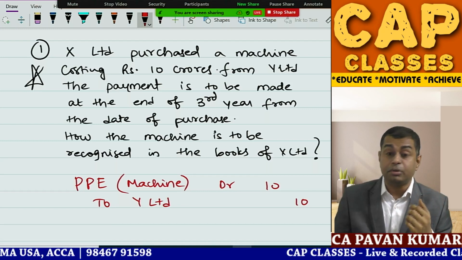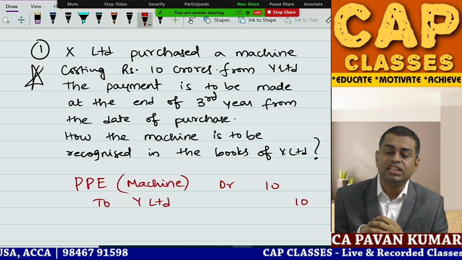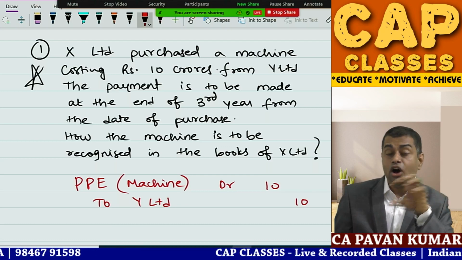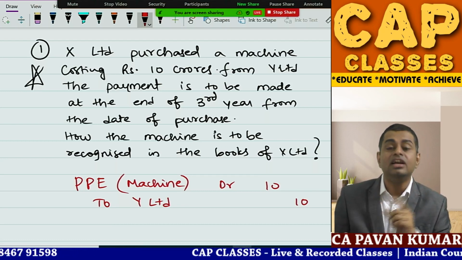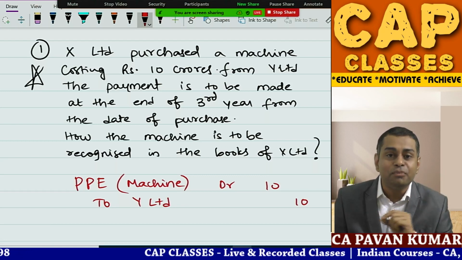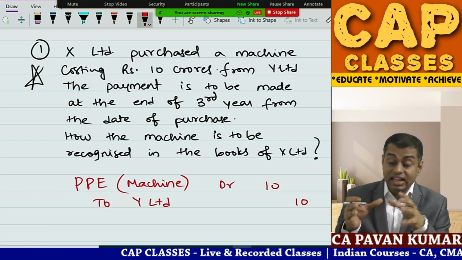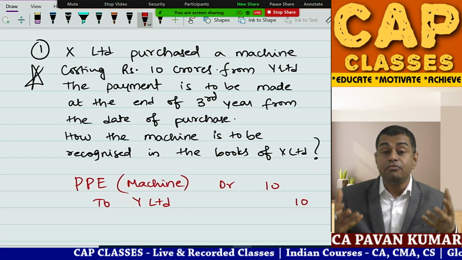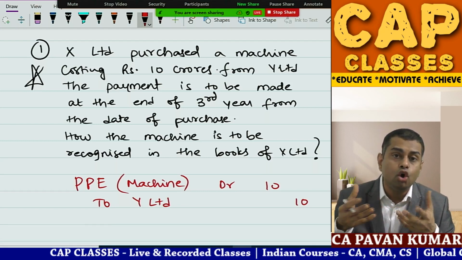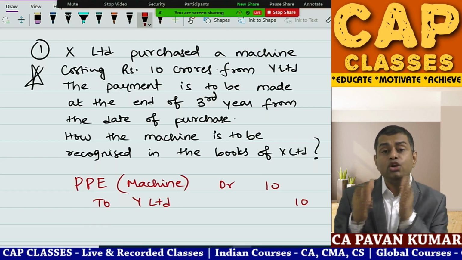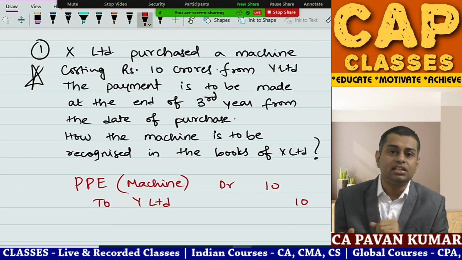You might ask, Pavan sir, borrowing cost is there, Accounting Standard 16 or Ind AS 23. According to borrowing cost, interest paid on machine can be added to the machine. Yes, but not after the asset is put to use. Is this a qualifying asset which takes substantial period of time for its production or construction? No. This is a ready to use asset. So when it is a ready to use asset, how can you capitalize interest?